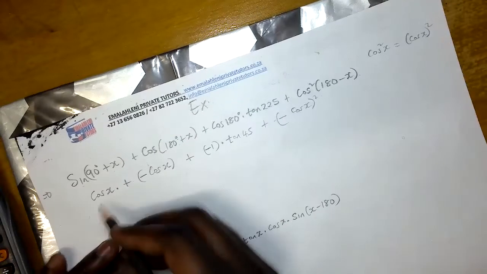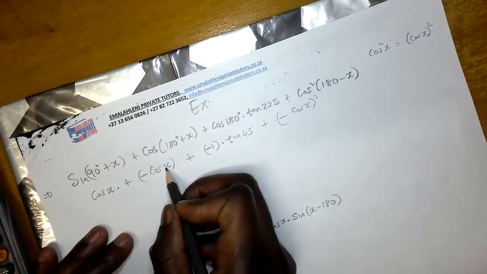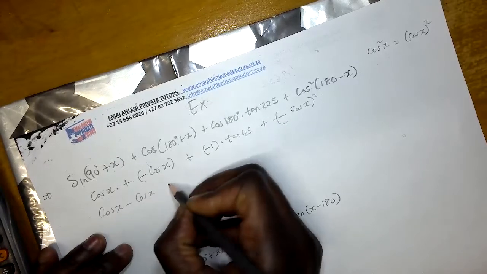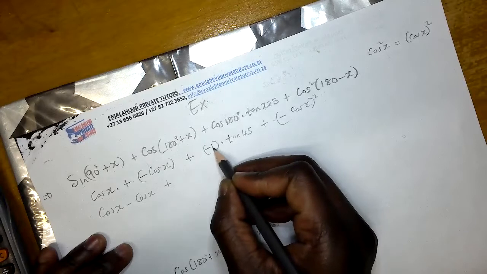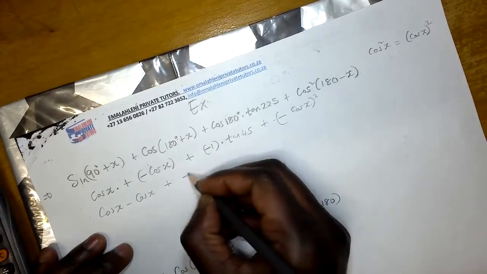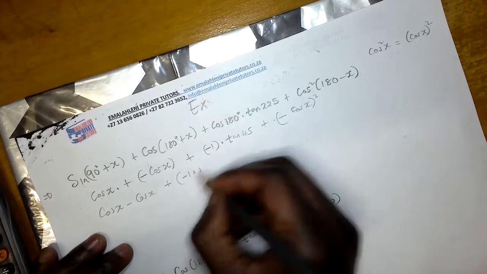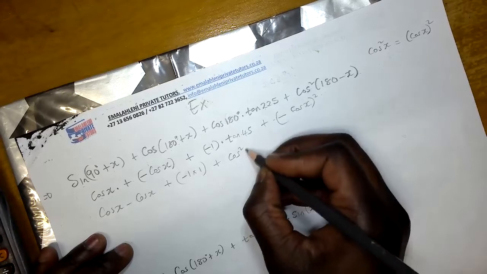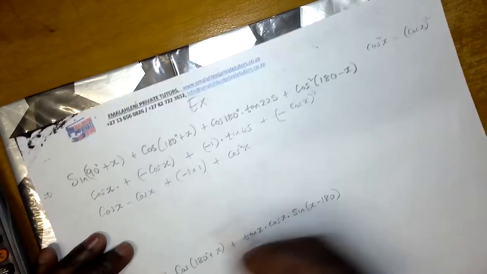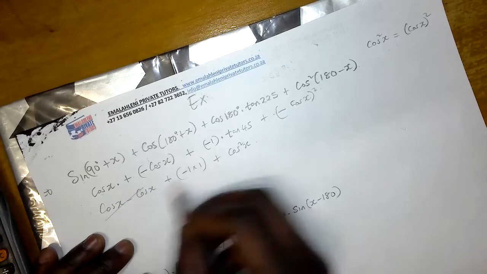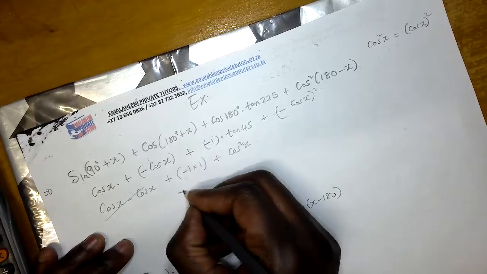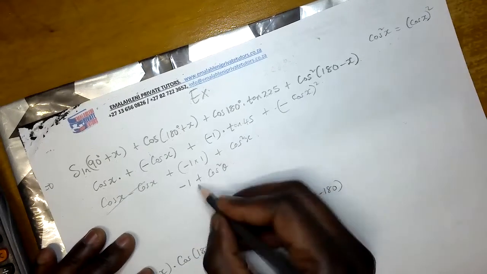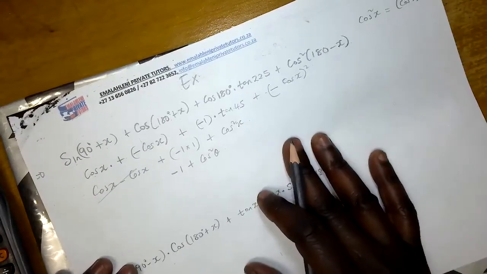Okay, then what do we have here? We're going to say cos x minus cos x plus. This one is going to give us negative 1 times 1, negative 1. Times 1, we get here, then we get plus cos squared x, because the negative is going to cancel there. Then these two are canceling, and here we're going to get minus 1 plus cos squared x. So that's our answer there, minus 1 plus cos squared x.